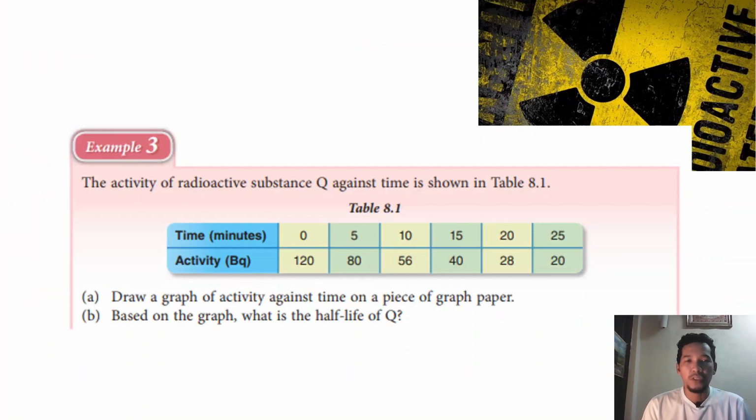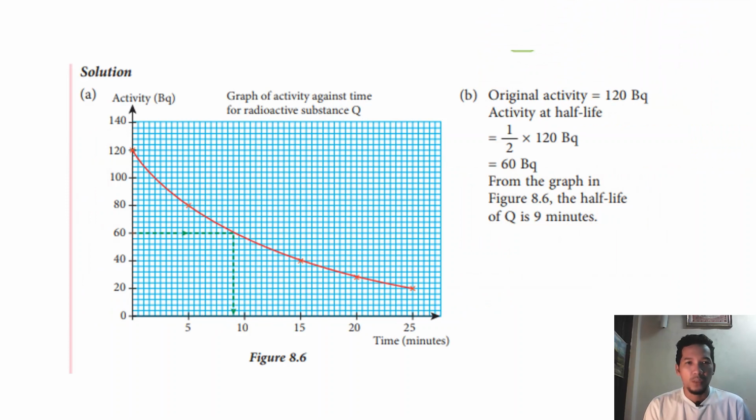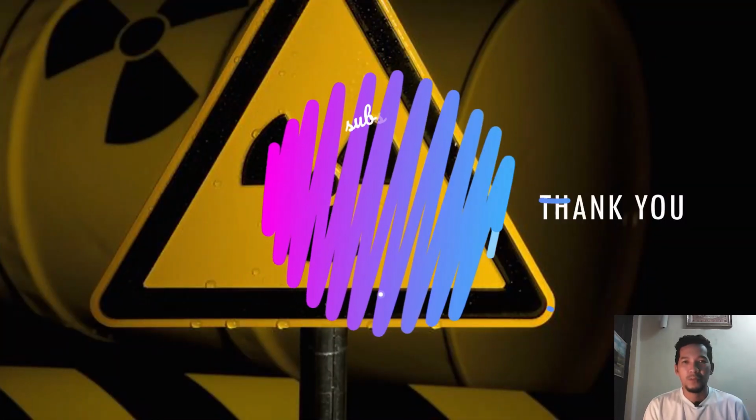Okay, example number 3. The activity of radioactive substance Q against time is shown in Table 8.1. We can see here the half-life for 120 is not mentioned, but using the graph we can find the half-life. Based on the graph, what is the half-life? So for 120, half is 60 becquerel. From there we plot the graph and then we will get 9 minutes of half-life. So thank you very much.